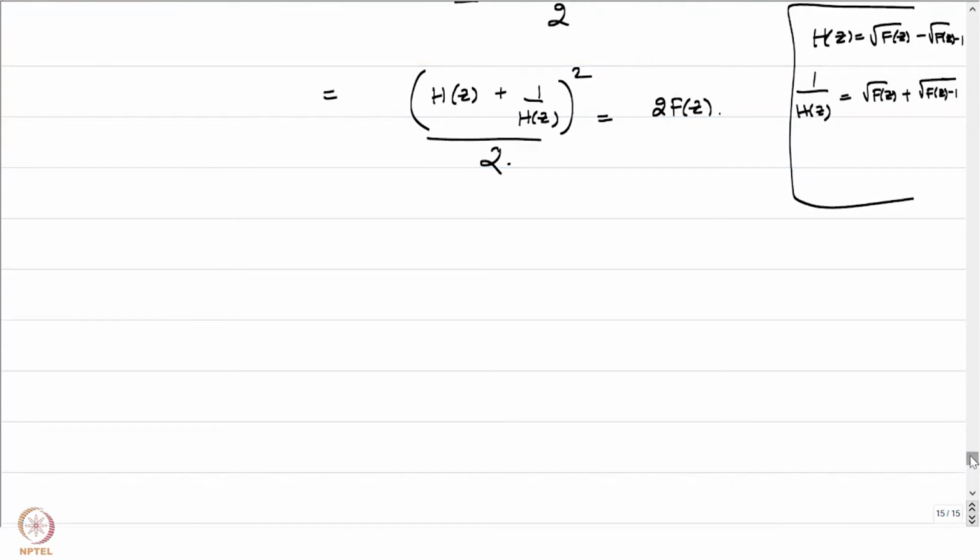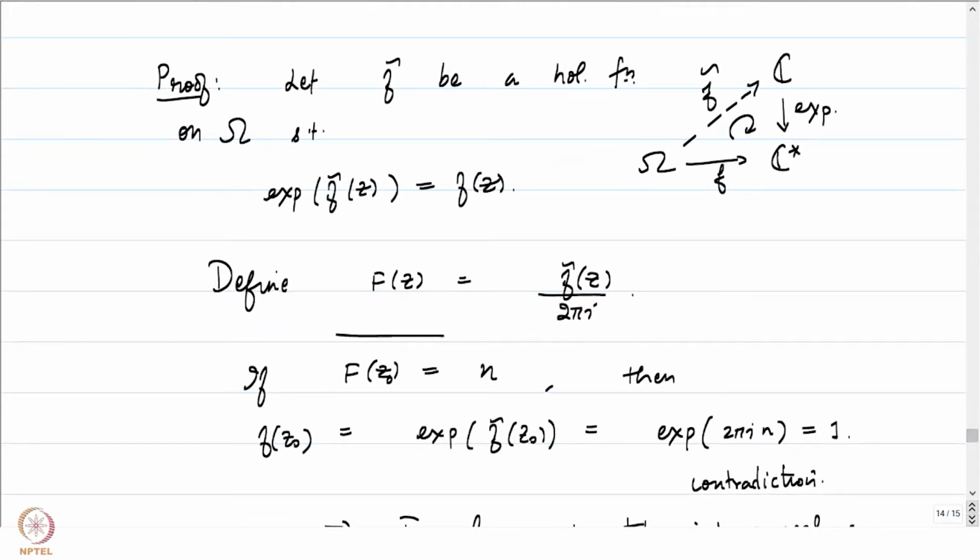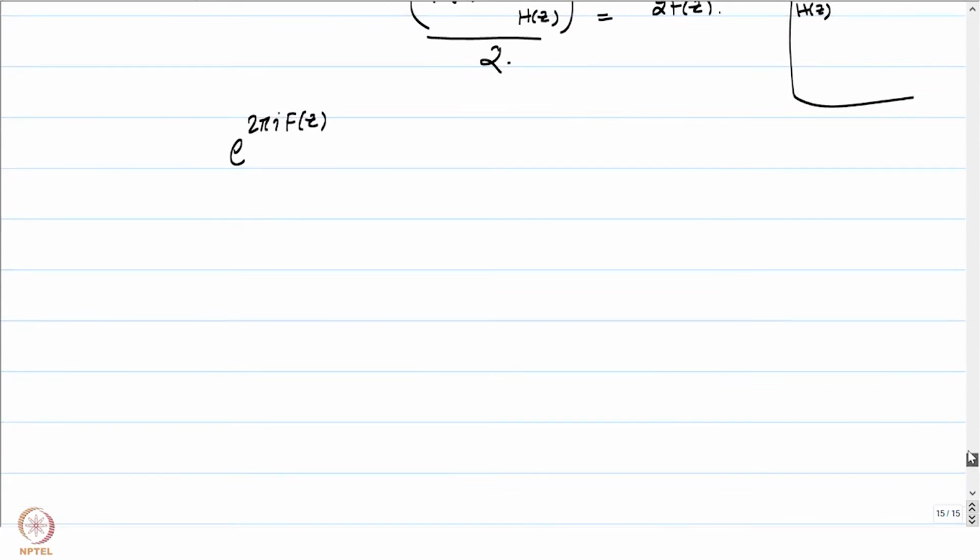But what do we know about e to the power 2 pi i times f of z? Let me just go up and remind you what our capital F was. Capital F was this: 2 pi i times f of z is f tilde of z, and by very definition, e to the power 2 pi i f of z is the same as e to the power f tilde of z, and f tilde was a lift of f, so it's a branch of the logarithm of f. So this is going to give you f of z back.